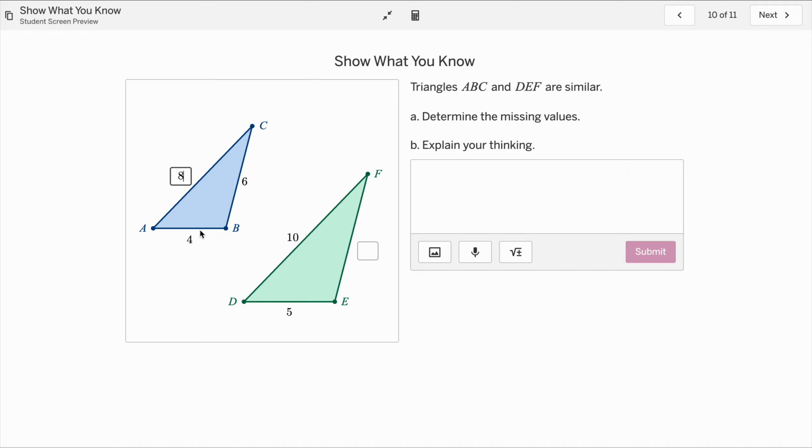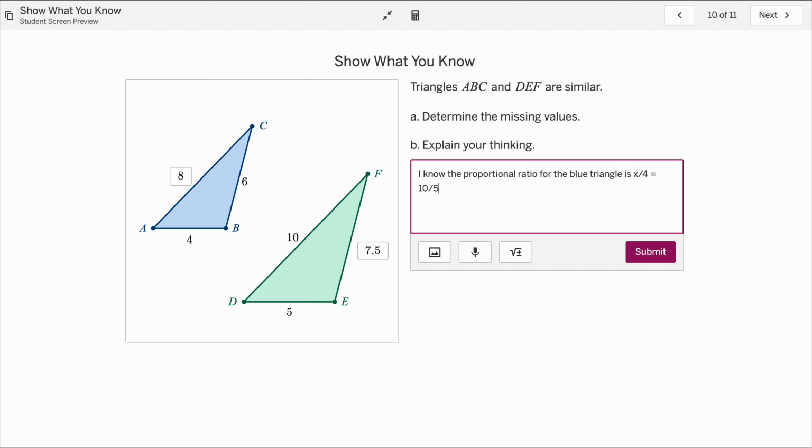And then I know that the relationship between 4 and 6 is 1.5 because 4 times 1 is 4, 4 times 0.5 is 2, 4 plus 2 is 6. So I would multiply 5 by 1.5 and I would get 7.5, and then that would be my answer. So I know the proportional ratio for the blue triangle is 8 to 4. Oh, I'm going to put x because we didn't know that. X to 4 is equal to 10 divided by 5.